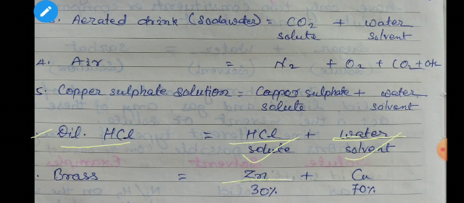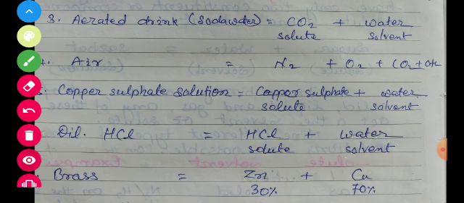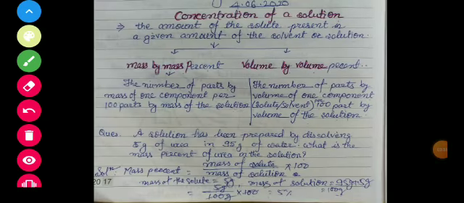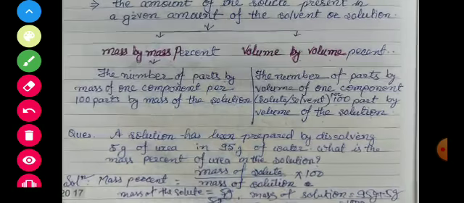And brass, students, you might have known that it is an alloy, and in an alloy we can say it is a mixture of zinc and copper, where zinc is 30% and copper is 70%. So in this way, these are some examples of solutions.